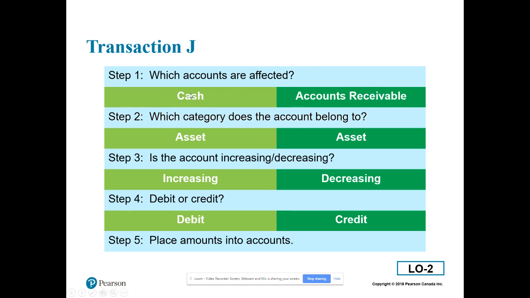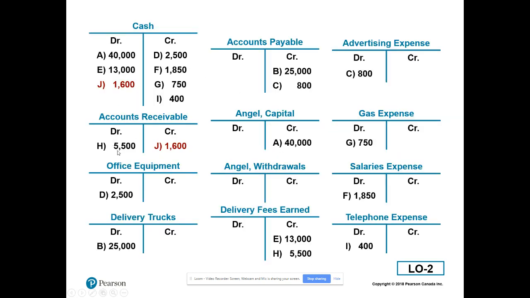So the cash, I'm getting really good at this. I know the cash is going up because I've received it, $1,600 debit. The other account that's affected is the accounts receivable. That's going down. That's going to be a credit. You can see here, there's the initial part. They owed me $5,500. Now I've taken $1,600 out. And if I did the balance right here, I'd say, hey, they still owe me $3,900. Perfect.